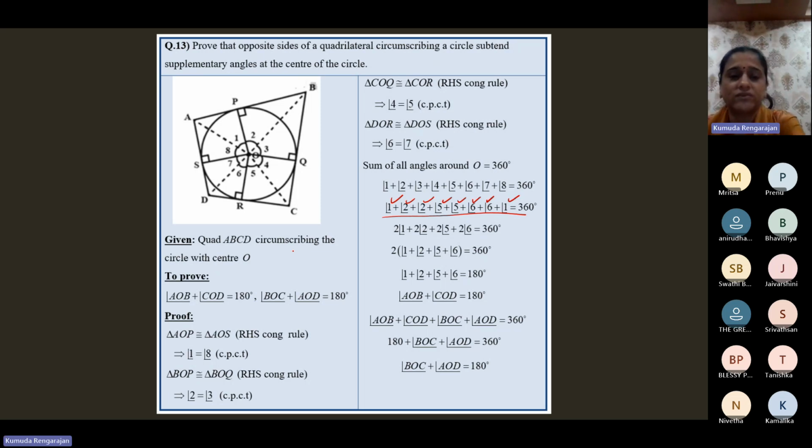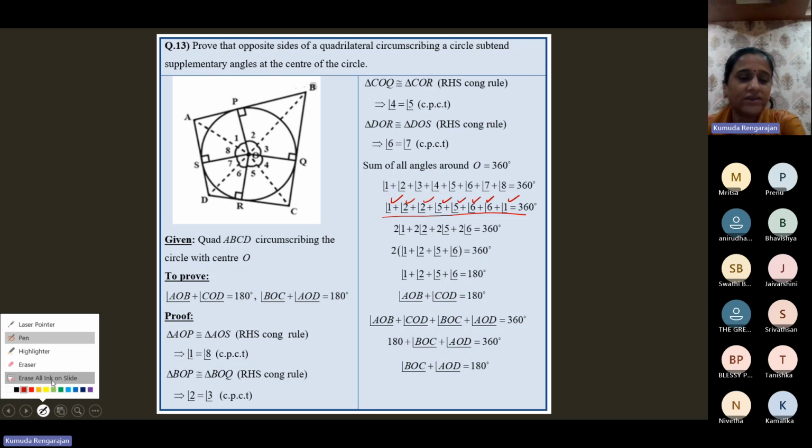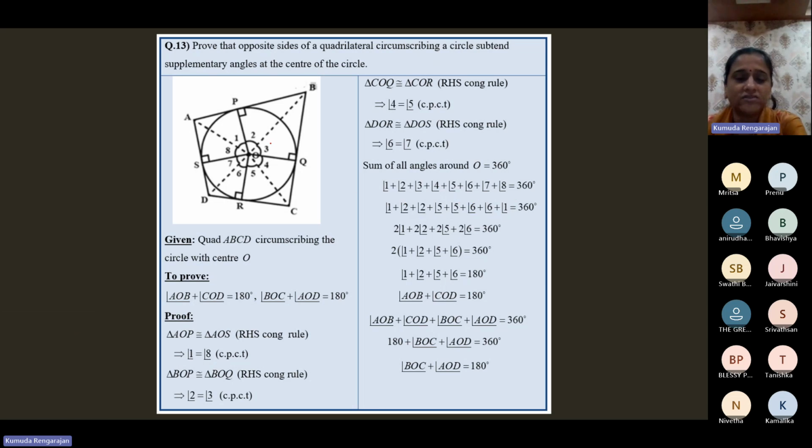Twice we have, because we have replaced. You should identify the angles you want. You want to prove angle AOB, which is angle 1 plus 2, plus angle COD, which is 5 plus 6, is equal to 180, supplementary. So you don't want 3, 4, 7, 8. So replace with their equals.